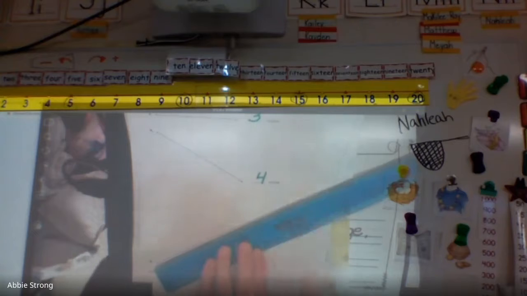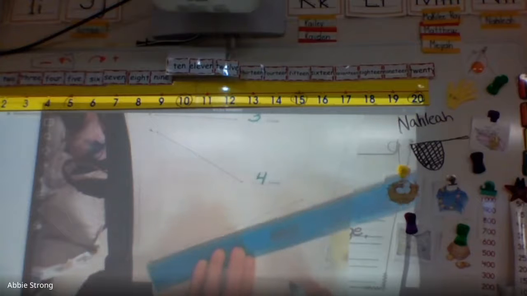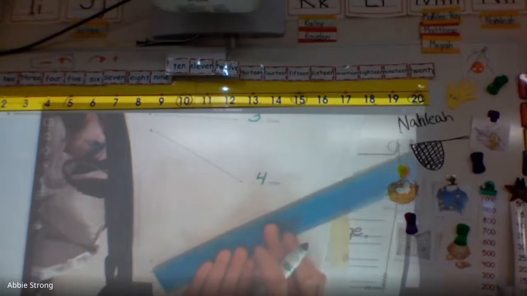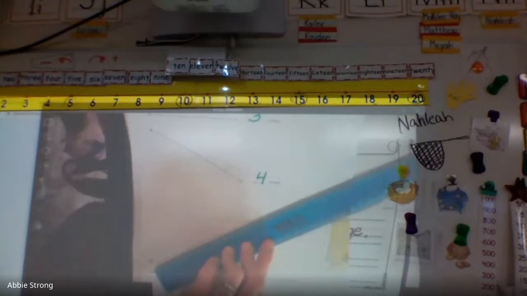I have 2 hands on mine. It works better than 1 because if you're holding your pencil, sometimes it gets crooked and off. So 2 hands, put your ruler right on the dot.